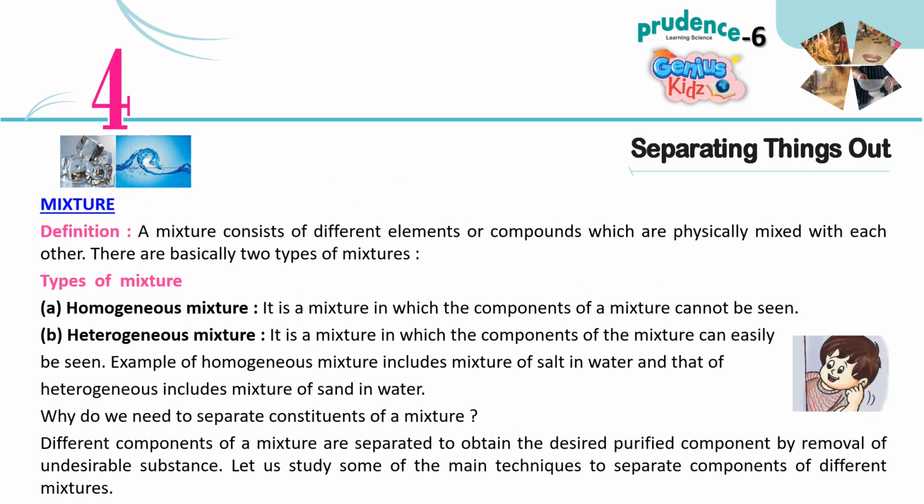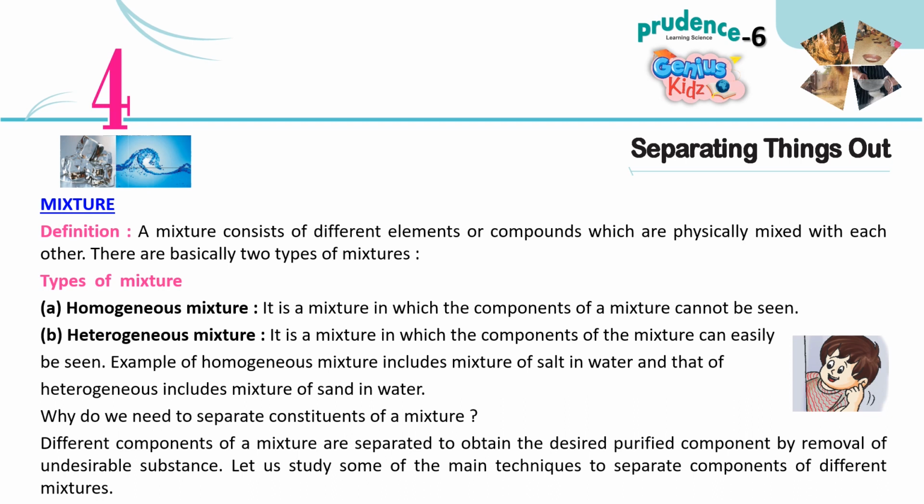Mixture. Definition. A mixture consists of different elements or compounds which are physically mixed with each other. There are basically two types of mixtures. Types of mixture. A. Homogeneous mixture. It is a mixture in which the components of a mixture cannot be seen. B. Heterogeneous mixture. It is a mixture in which the components of the mixture can easily be seen.